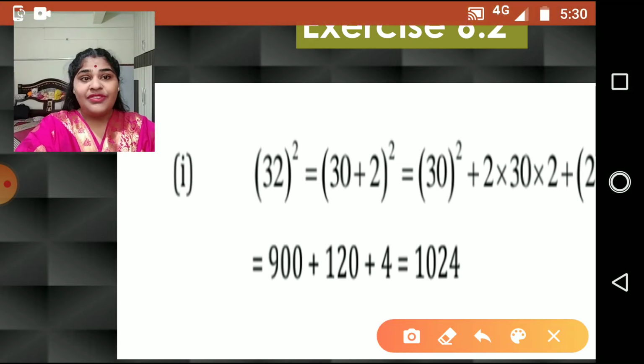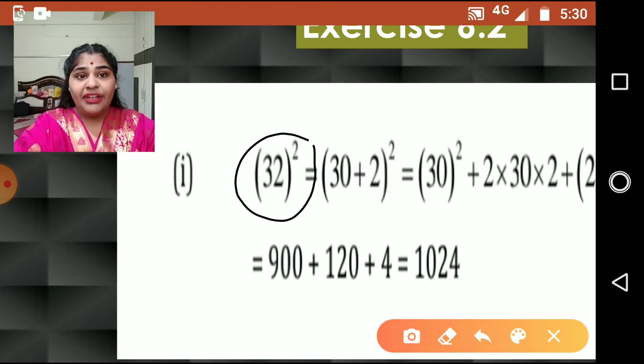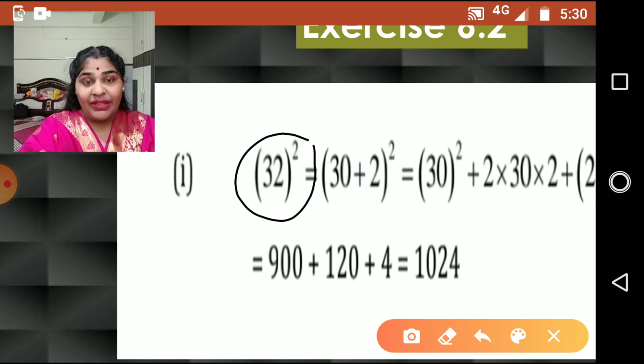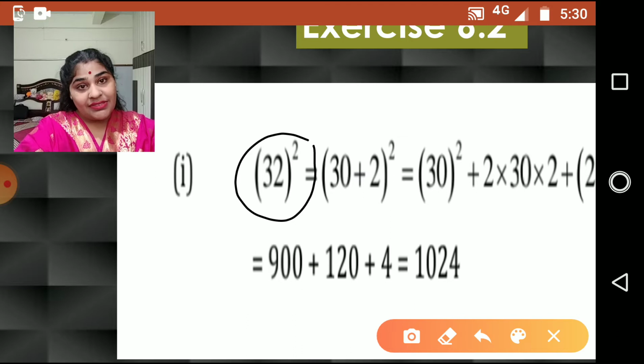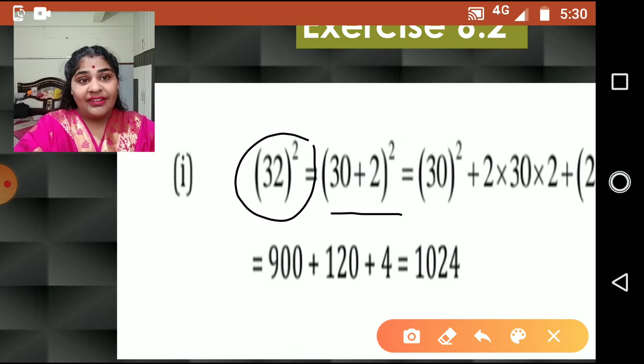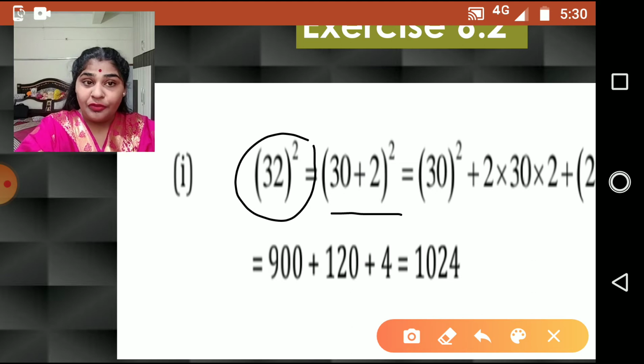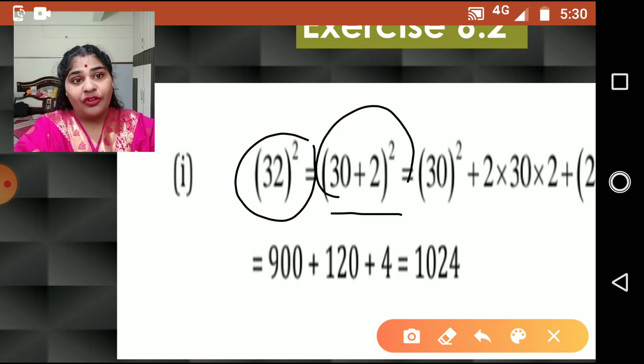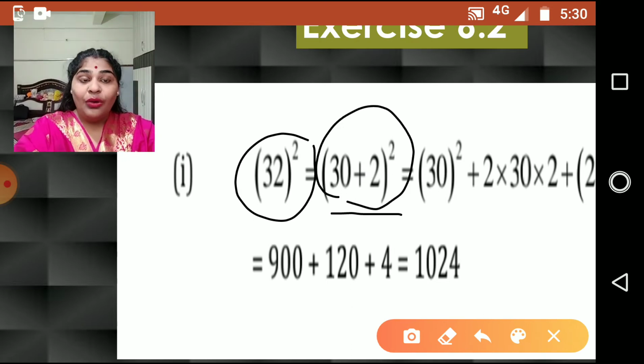Now, exercise 6.2, question number 1, the first one. Children, pay your attention here. 32 square: they have given a number, find the square of 32. So first of all, we will write 32 as 30 plus 2. You can see here we have written 32 as 30 plus 2. Now it is in the form of (a plus b) whole square.